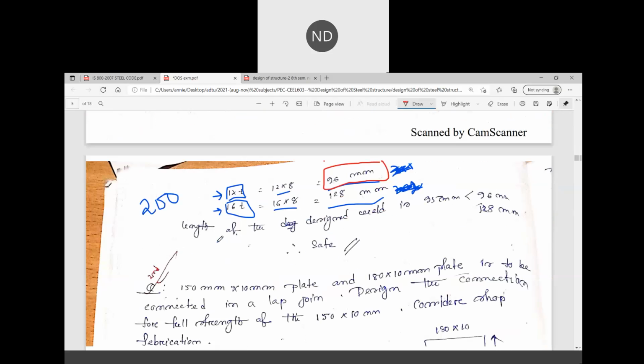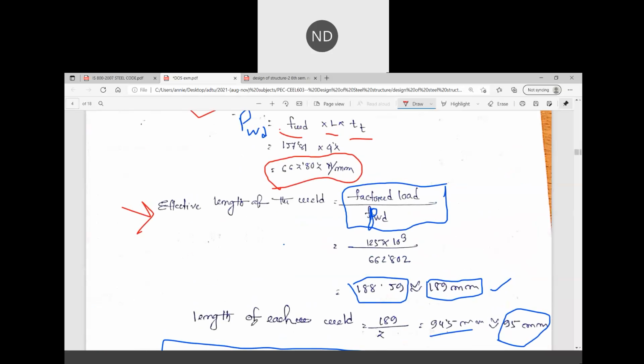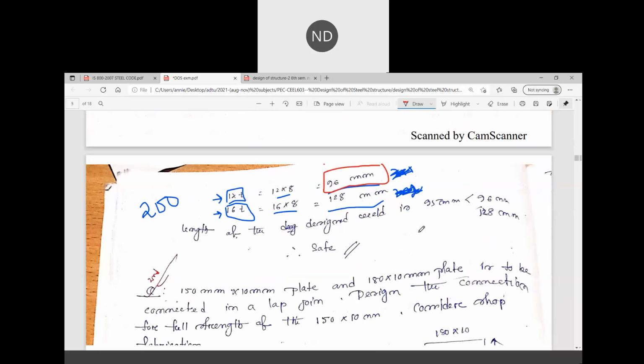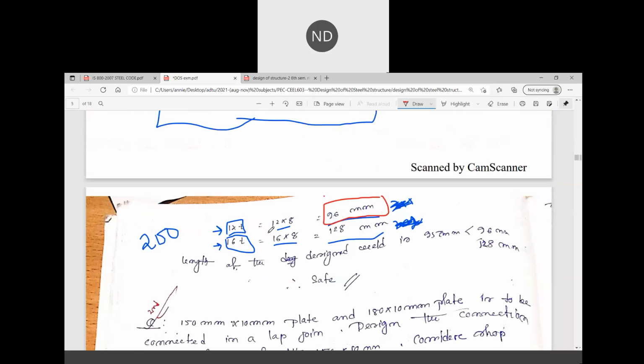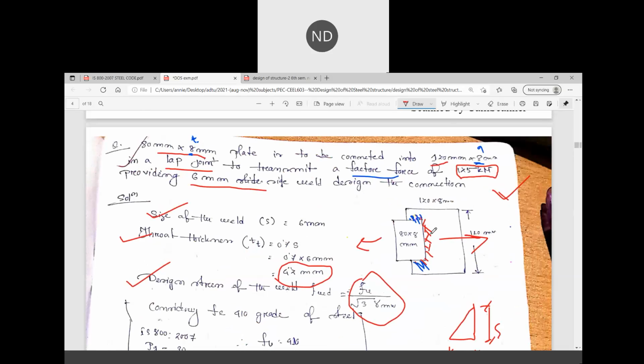So we had checked that 12T and 16T, if this is greater than the length of each weld, that means here this length should be less than your 12T or 16T. Okay, so you see here we got 96, 120. Now our length of each weld is 95 mm, which is less than the minimum one, that means 96 mm. So therefore our design is safe, we don't need to provide this length. This one is not required. If we use only these welds, it is sufficient to carry this much 125 kilonewton of load.